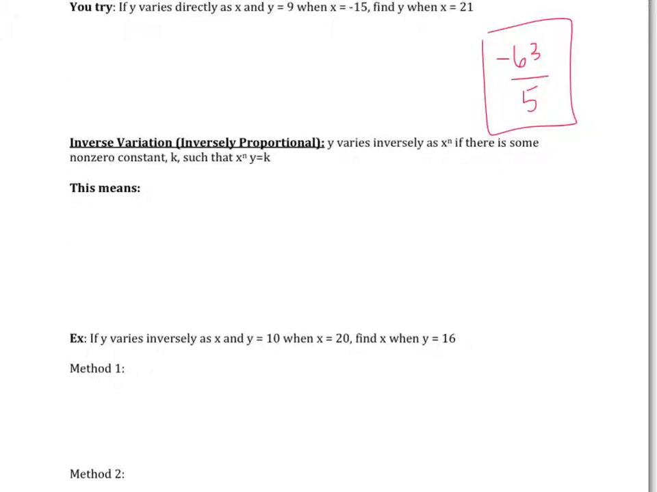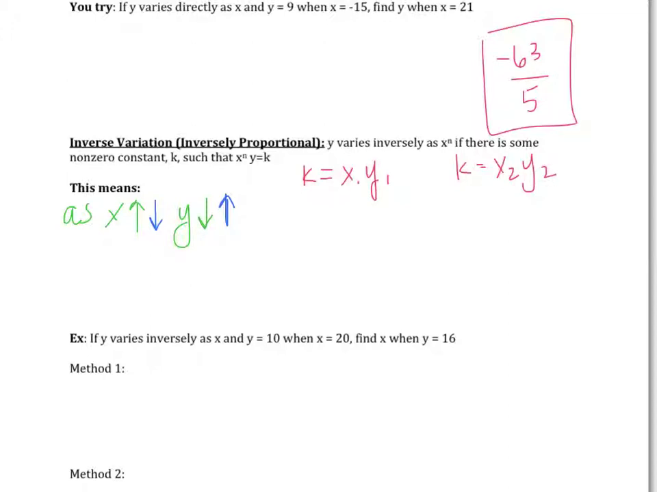So again, k cannot be 0 because then you're eliminating the proportion. But what this means is as x gets bigger, y gets smaller, or as x gets smaller, y gets bigger. So they vary opposite of each other. And we have two equations. k equals x1 y1, k equals x2 y2.